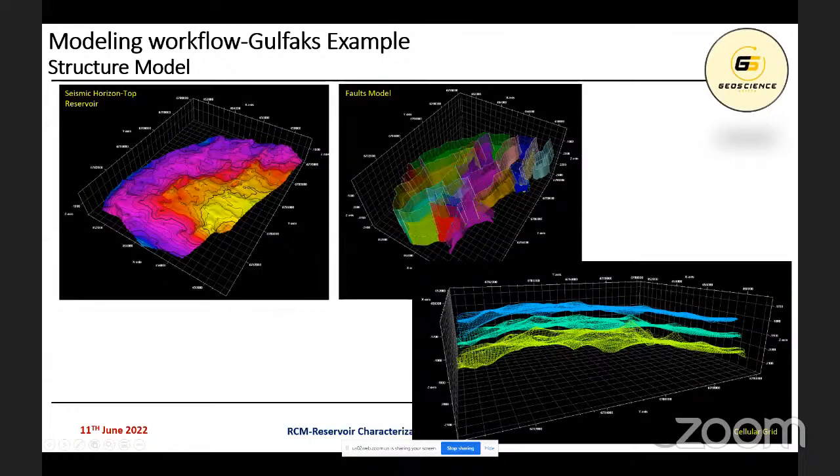Okay, I'm showing you here some examples of a structure model from the Gulfaks example. It's available on the net. You can just type Gulfaks model and you will get a lot of pictures. So this is an example of the structure model, where we have a seismic horizon, which is the top of upper Cretaceous. Then we have the fault model. This is how we model the reservoir. Then we have the skeleton, or the cellular grid.